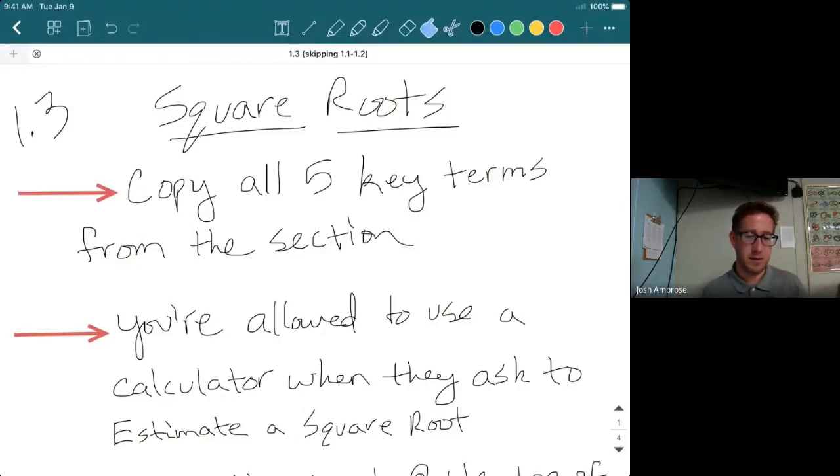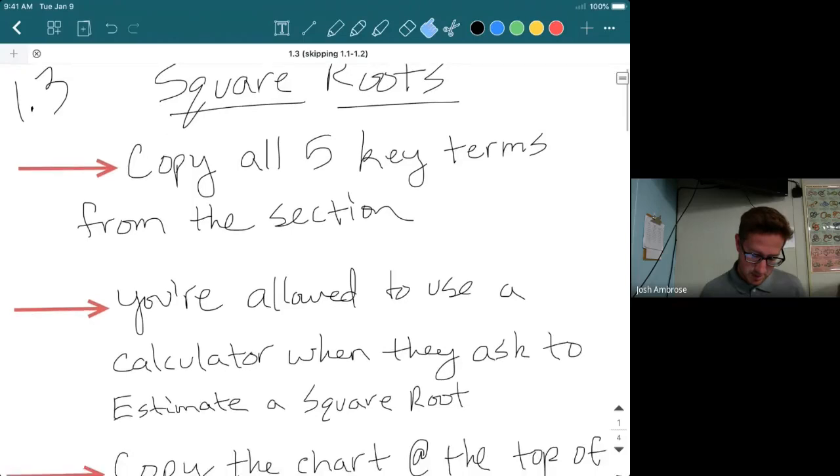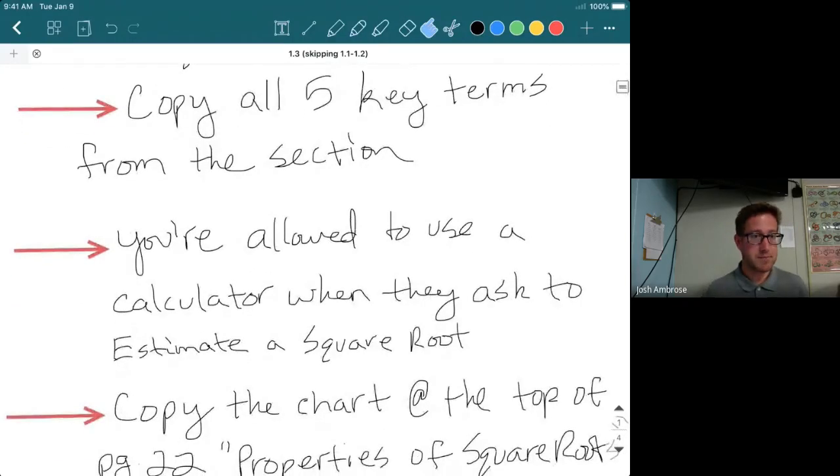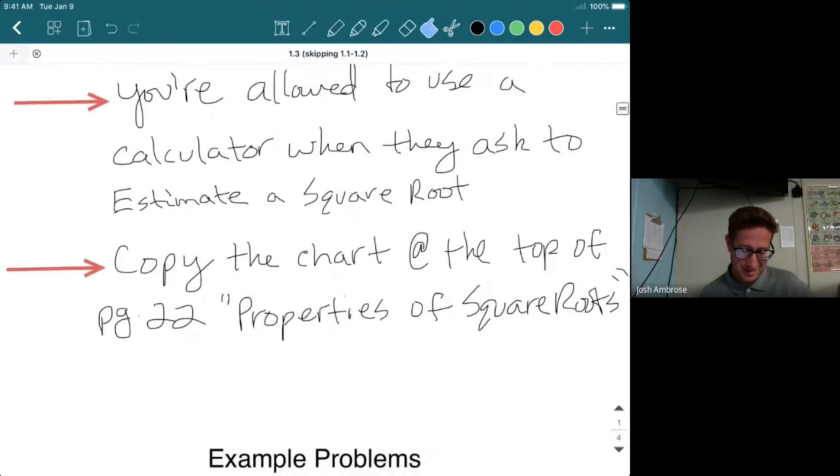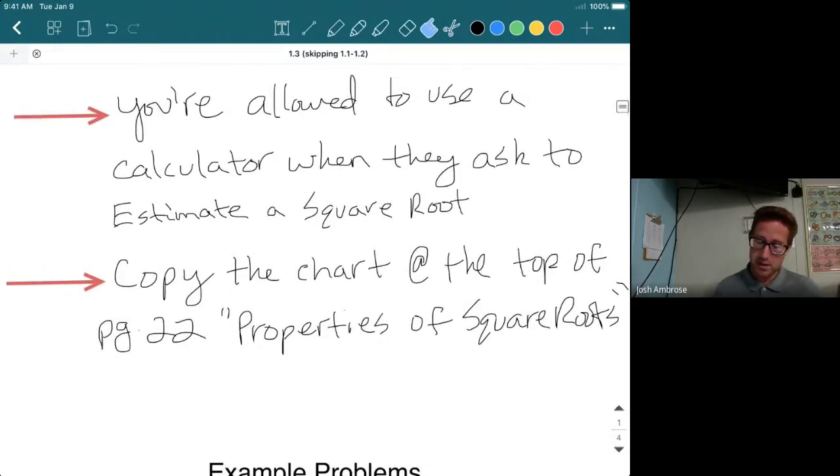Right off the bat, you're going to want to do some things as far as taking notes. The first thing you can see on the screen is you're going to need to copy all 5 key terms from the section. Those key terms are highlighted in yellow. And I wanted to let you know that you are allowed to use a calculator, but in the situations specific to this section, it's when they ask you to estimate a square root. It's okay, you can use the calculator.